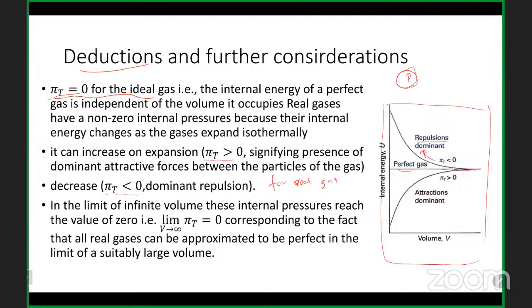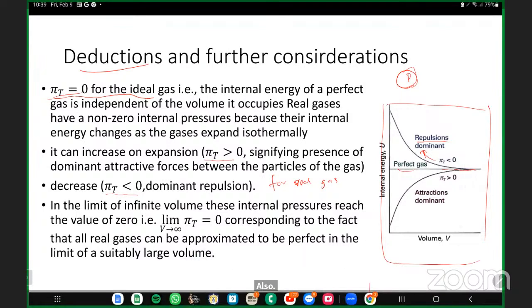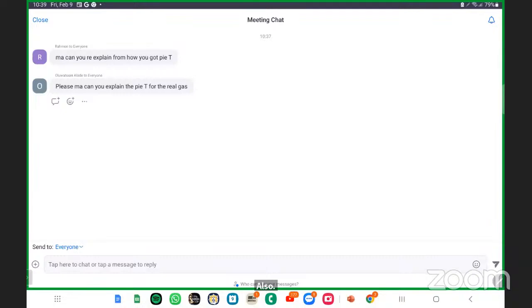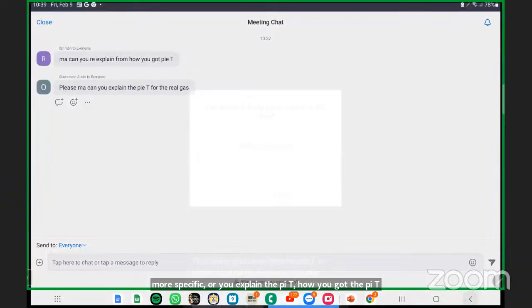Let's also consider this. Please, you have to be more specific in how you explain pi T, how you got the pi T. Let's see.